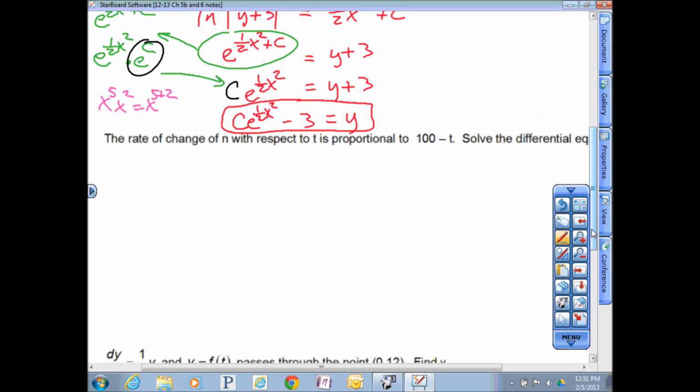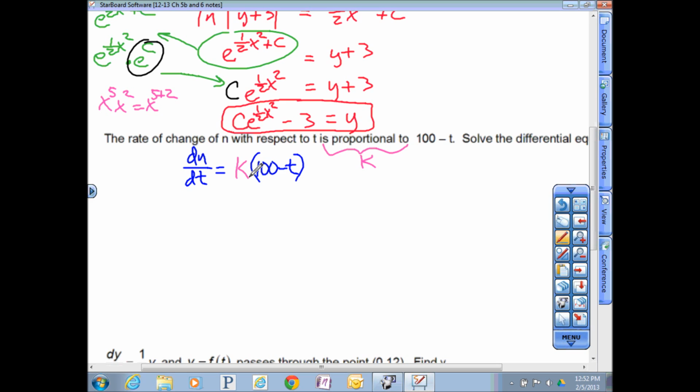Second one, rate of change of n with respect to t. Let's translate that. Rate of change of n with respect to t is proportional to, the word proportional to. When we see the word proportional to, we're going to need a constant of proportionality. So dn over dt is proportional to 100 minus t, proportional to that quantity. But now since it says is proportional to, we've got to throw in our constant. You guys will think back to your days in pre-calculus when you talked about proportional versus inversely proportional. Inversely proportional would have put the 100 minus t quantity down in the denominator.